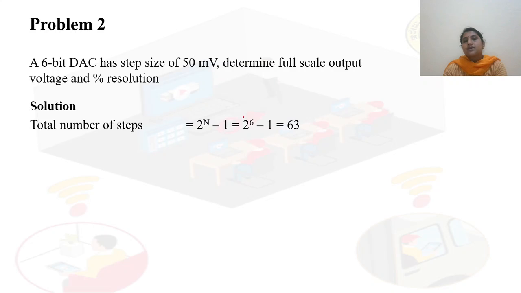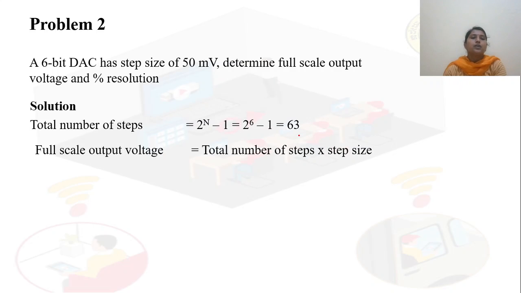So 2 to the power of 6 minus 1 is equal to 63. So DAC has total 63 steps. So next, we can easily find out the full scale output voltage. Full scale output voltage is equal to total number of steps multiplied by step size. The total number of steps is 63 and step size is 50 millivolt. By multiplying these two values, we get 3.15 volt as full scale output voltage for the DAC.